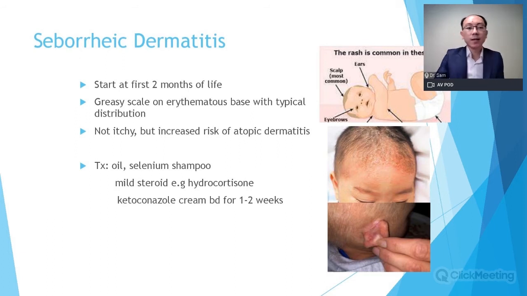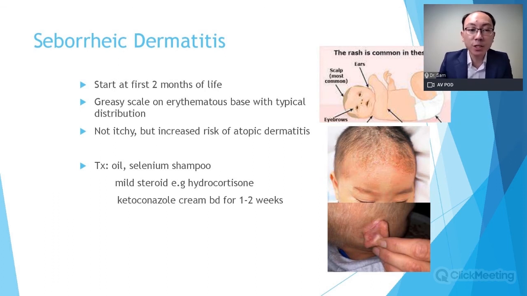So let's look at seborrheic dermatitis. Seborrheic dermatitis is a skin condition very common among babies, especially in the first 2 months of life. Normally they have very greasy scales, especially over the scalp. Sometimes they even involve the eyebrow.